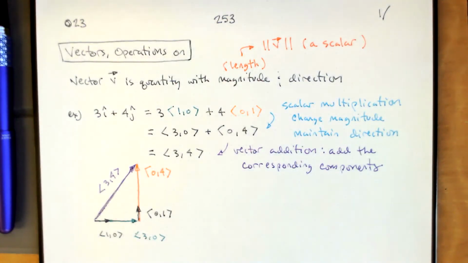The thing that we do when we add vectors is we're just adding the corresponding components. Geometrically, what we're doing is taking one vector and tacking it onto the other vector. The sum will go from the beginning of the first vector to the end of the second vector.